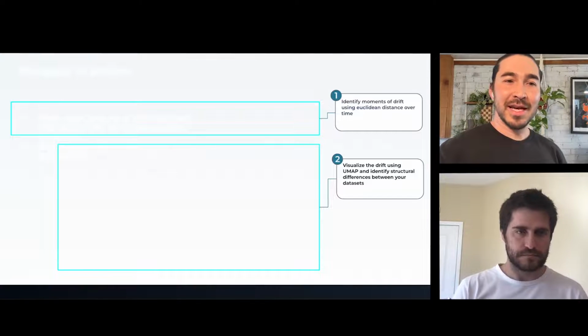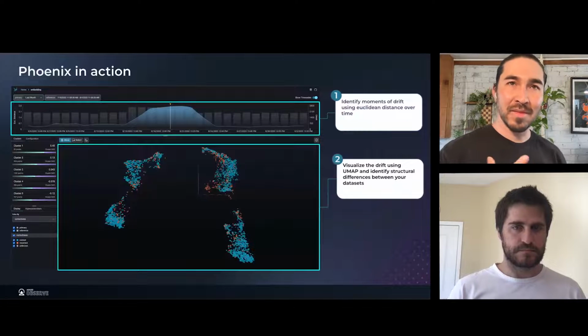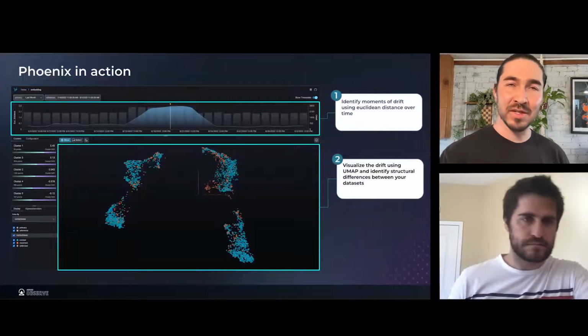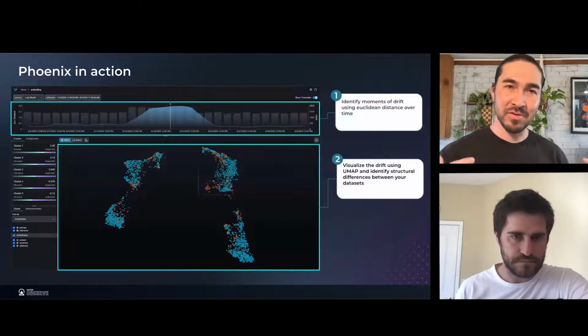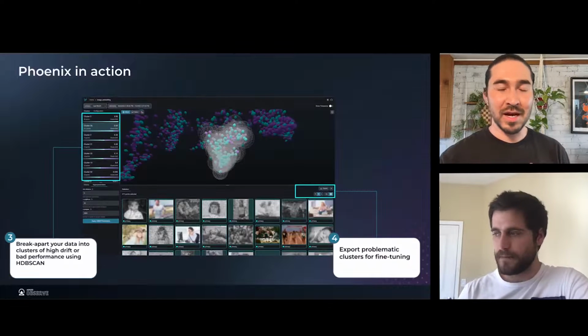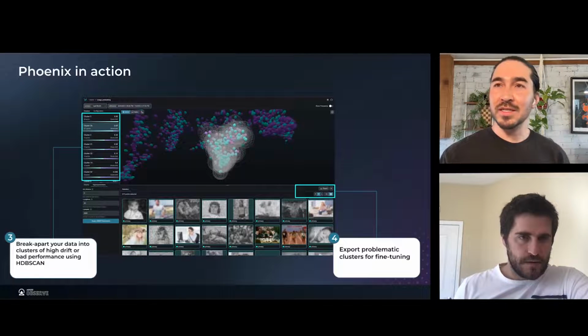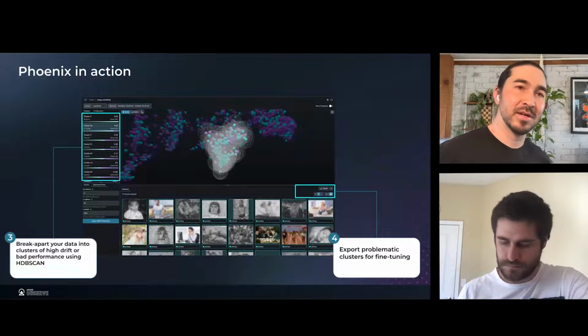So let's bring it all together with how this is executed in Phoenix. First, we talked about identifying moments of drift using Euclidean distance over time. Phoenix automatically splits your data out over time and identifies different peaks and valleys of embedding drift. Second, we take the moment in time that you're trying to evaluate, and we visualize the drift using UMAP to identify structural differences between your data sets.